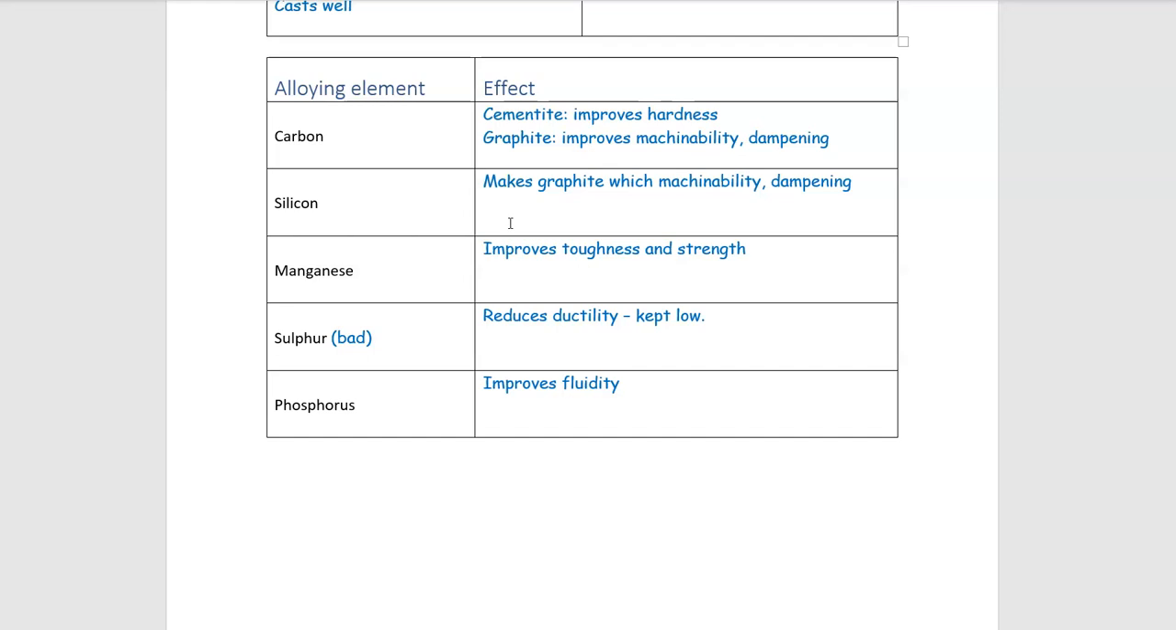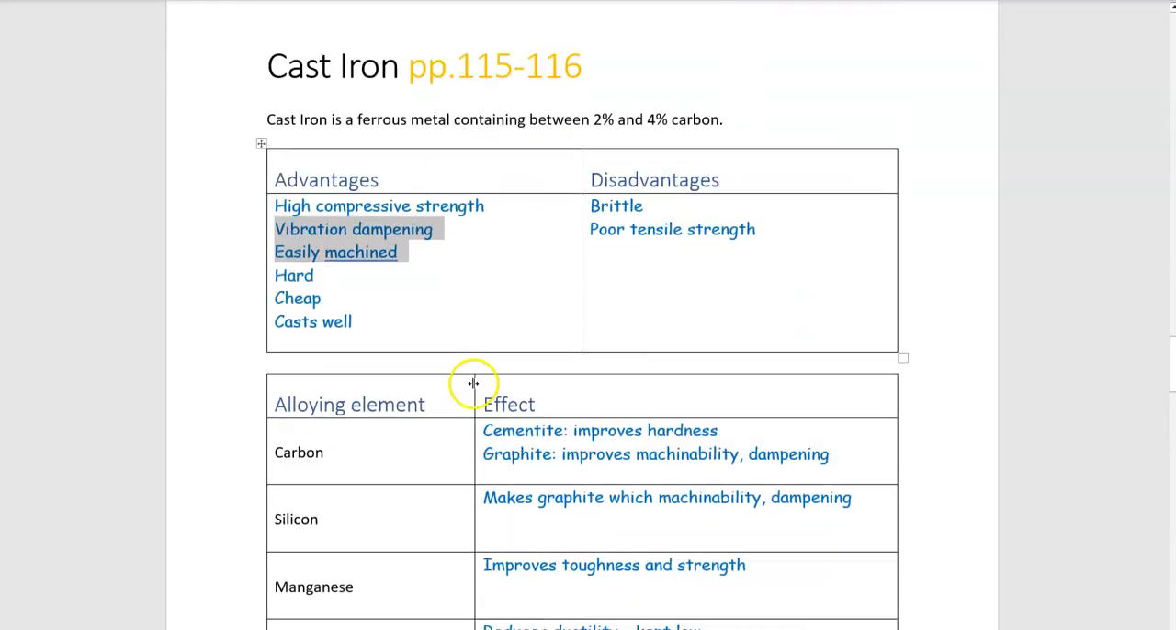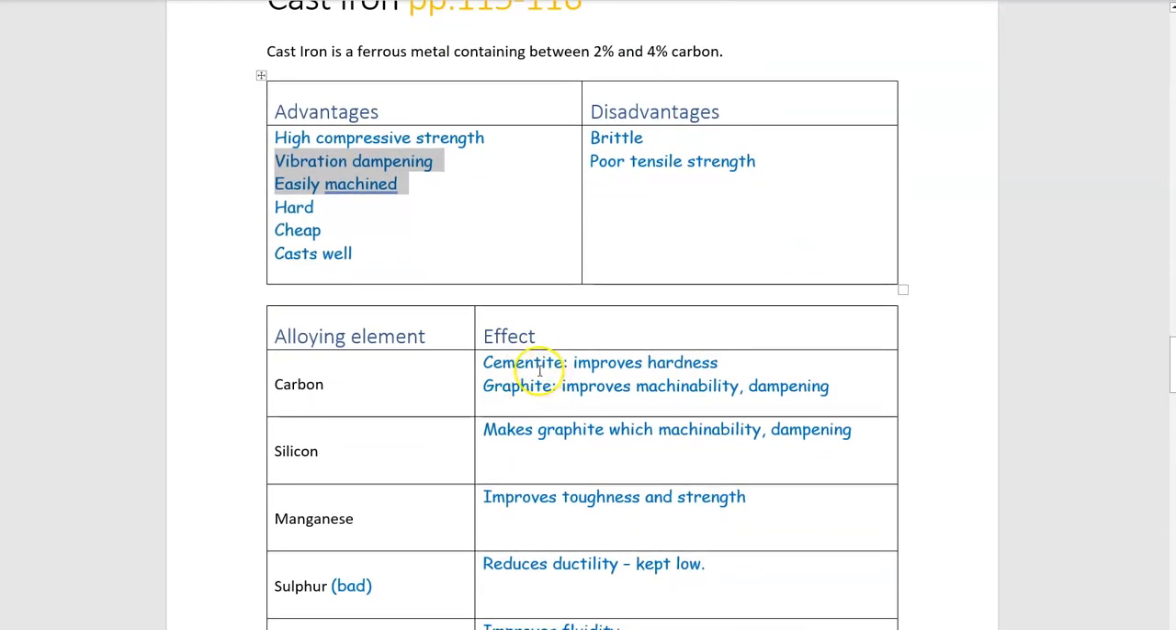Okay, so when we add different elements, we get different properties. So first of all cast iron contains carbon, right? Like I said, the first thing in the 2 to 4 things is that it has a lot of carbon. So what does that carbon do? Well, it can either exist as cementite, and if it's cementite is hard. That is the property of cementite. It is hard. The second thing we need to know is that graphite improves machinability and dampening. That's things 3 and 4 we need to know about cast iron.